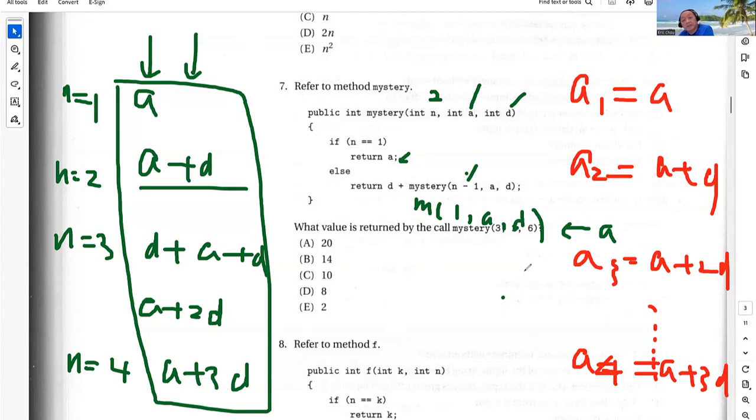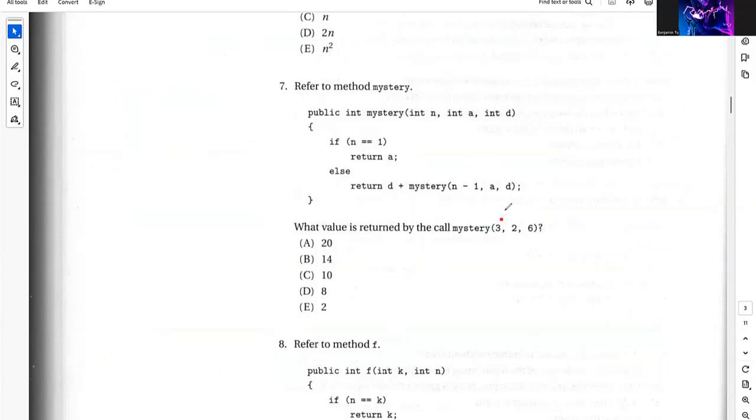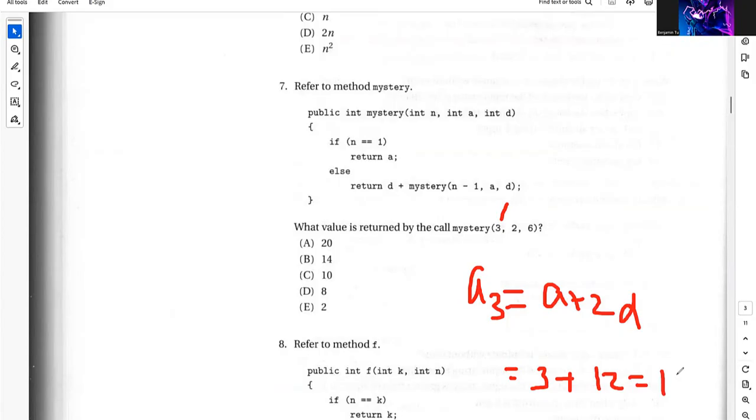This is simple math. It's called an arithmetic sequence. Okay? So right here, this is 3. A3 should be A plus 2D. So that would be 14. H2, I'm sorry, H2. So that'll be 14, which is B.